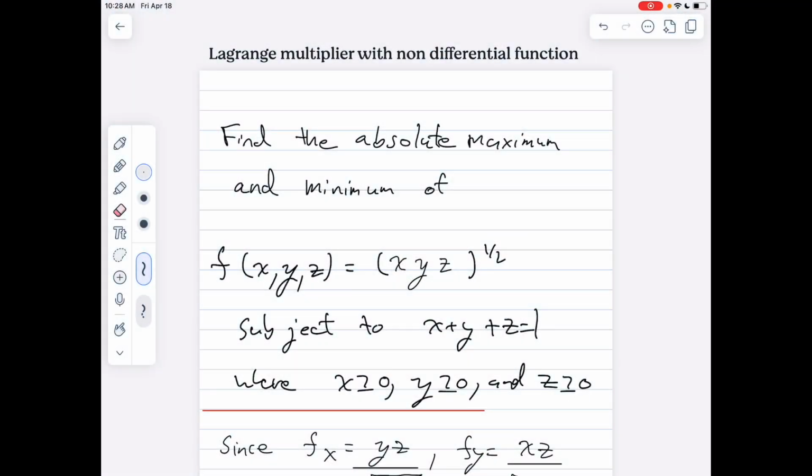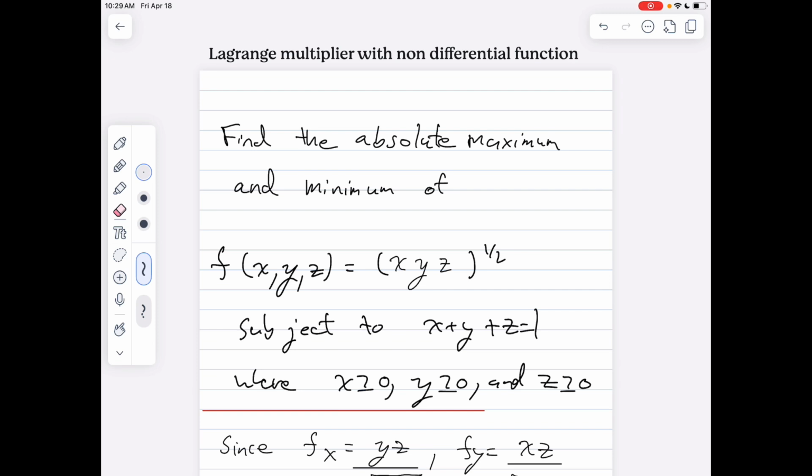Hello everyone. So today we are finding the absolute maximum and minimum of a function f of x, y, z, which is equal to (xyz)^(1/2), subject to x plus y plus z equals 1. So you have a function and it's subject to a constraint, and here x, y, and z are all greater than or equal to 0 as well.